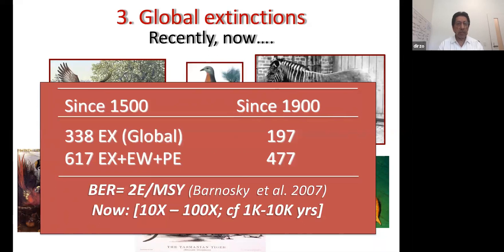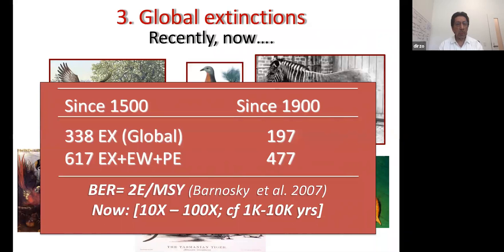The interesting thing is if you look at that same row on the right-hand side, when we look at the number of species that went extinct, out of those 338, since 1900, the number is almost 200. That is to say, 197 species out of the 338 that went extinct since the year 1500, about 200 of those went extinct since 1900. That is to say, a major pulse of extinction actually occurred very, very recently, since 1900 to now.